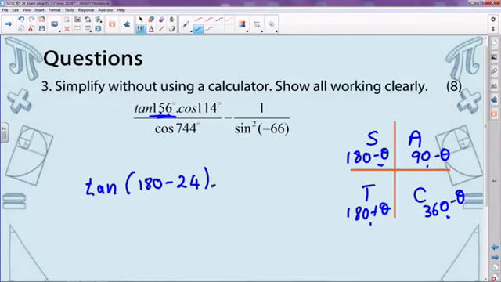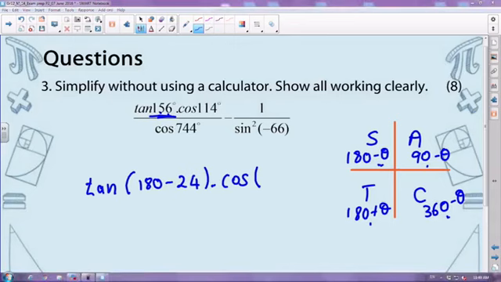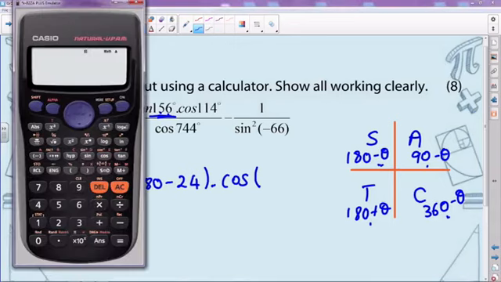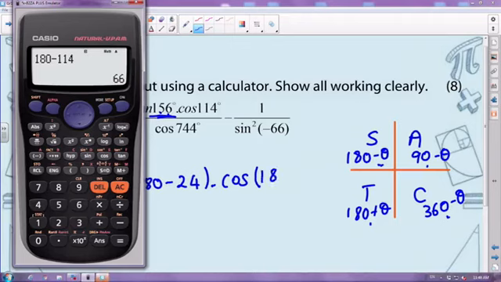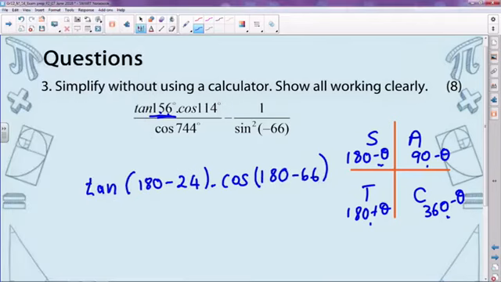And then we say times cos of 114, you will do the same thing. It's closest to 180 minus, so 180 minus what gives me 114? So if we say 180 minus 114, I get 66. So I rewrite 114 as 180 minus 66. And I'm going through this in more detail than perhaps necessary just to make sure that you get this question right in your exams.